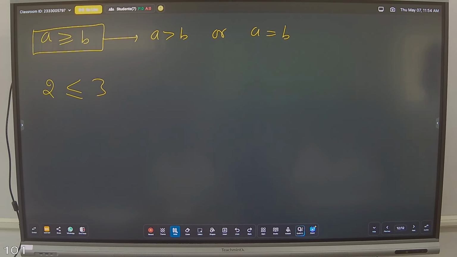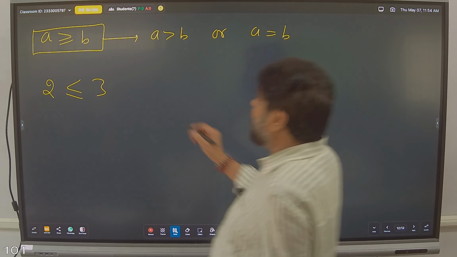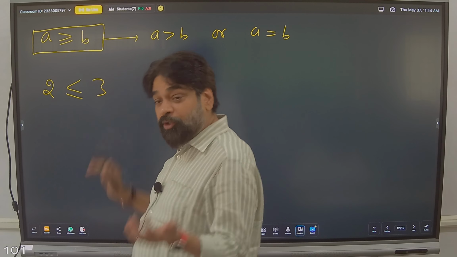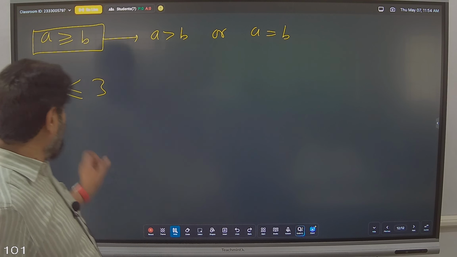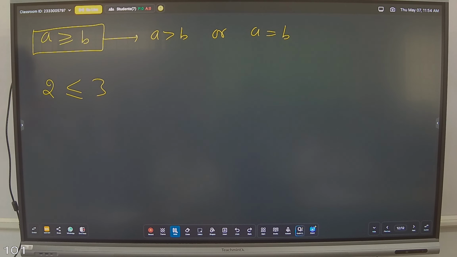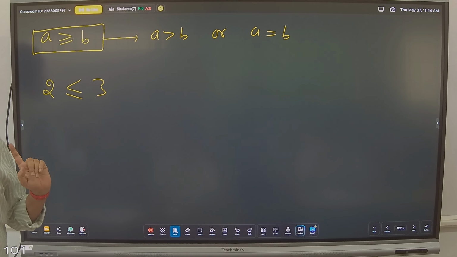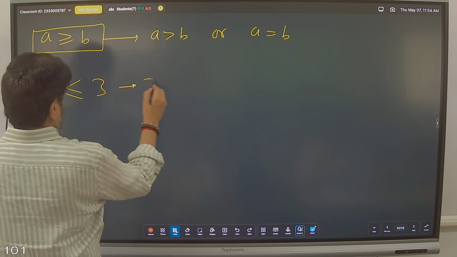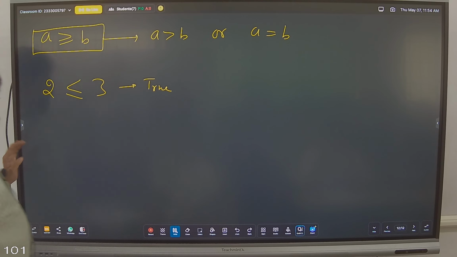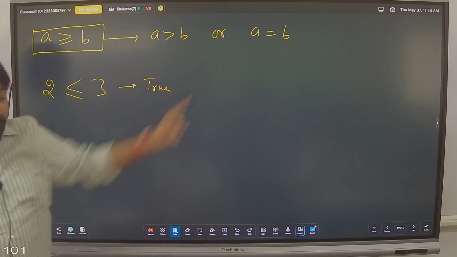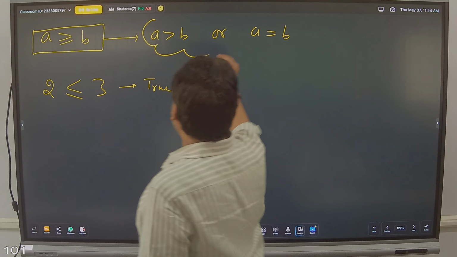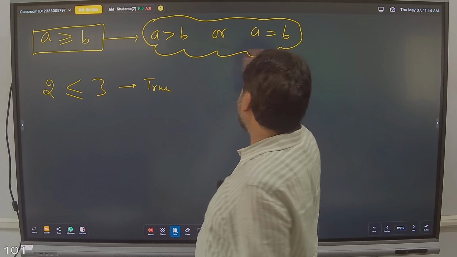Sit down. When we learn any point, we should use it also. When I ask you whether this statement is true, immediately in our mind should come: 2 is either less than 3 or 2 equals 3. Is any statement true? Yes, 2 less than 3 is true. So we'll say that this is a true statement. One has to be true out of this.